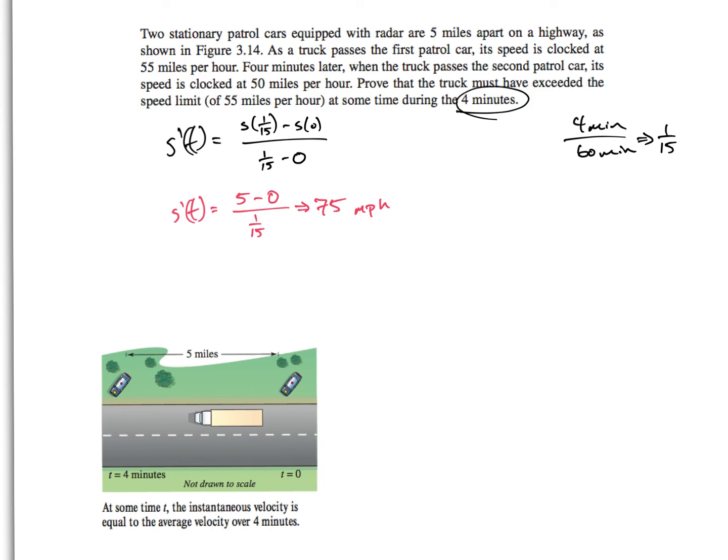Because if your average was 75 and you got 50 and 55, didn't you actually get past 75 at some point and then get down to 75 at some point? Accelerate and then decelerate. So the trucker actually went 75 at least twice. Okay, if you think really about it. But by the mean value theorem, it proves it at least what? One time.